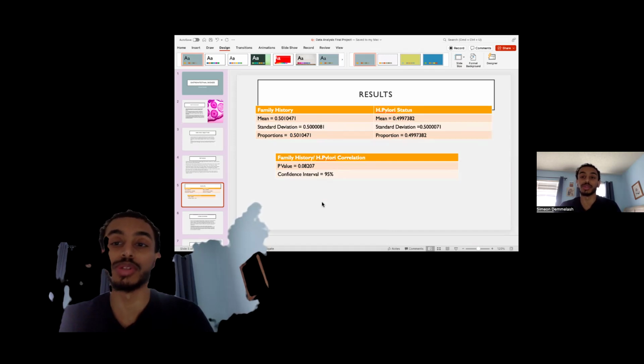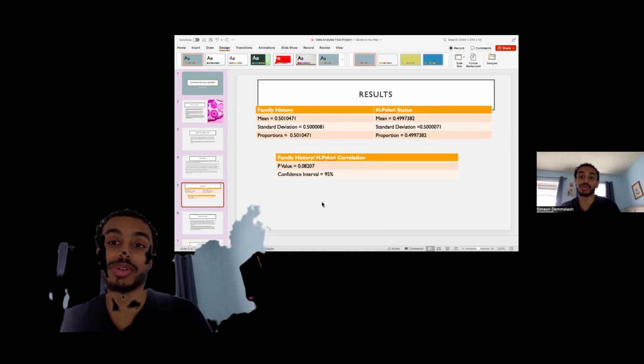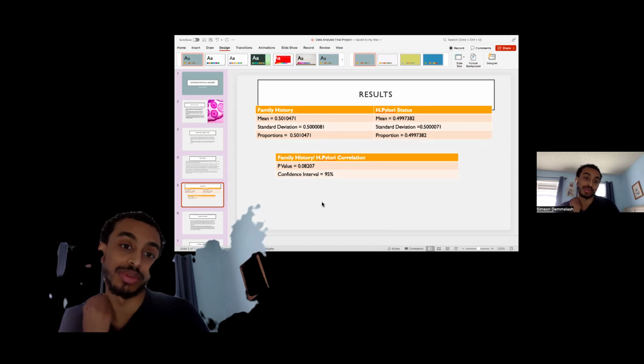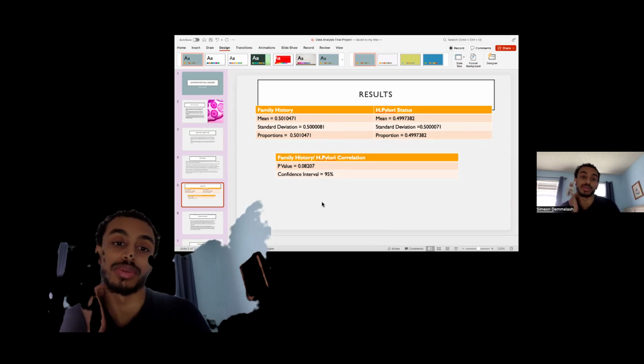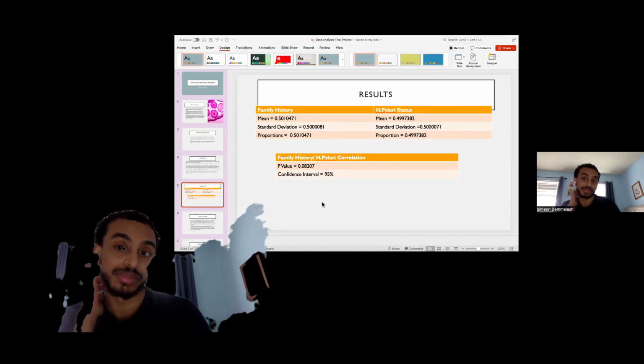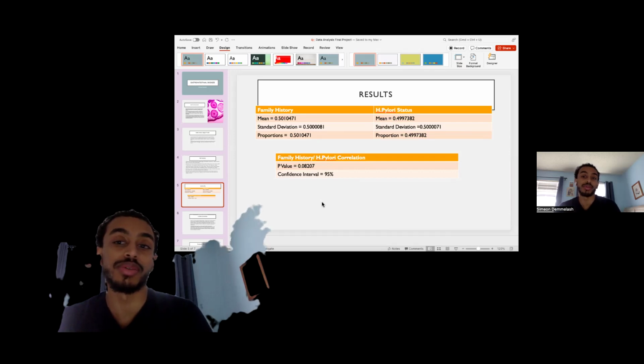Okay, so some of the results. For family history, I got a calculated mean of about 0.5010471. And seeing as how family history is a categorical variable, the proportion value would be equal to the mean value. So the proportion here is also 0.5010471. And the calculated standard deviation value I got here was 0.50000081.